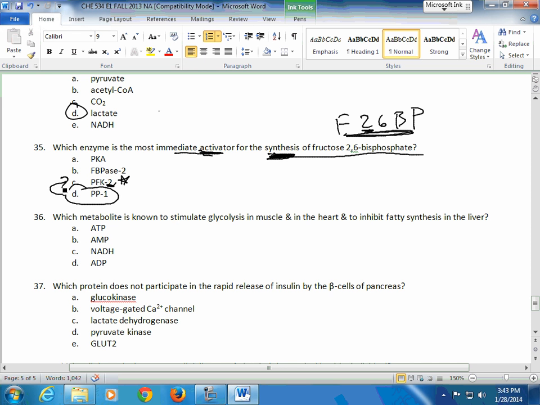I think on the previous test he said which enzyme is the most immediate activator for the degradation of this molecule. And again, this one actually does the degradation, but PKA would have been the answer because PKA activates the degradation of fructose 2,6-bisphosphate by this enzyme. PKA activates FBPase 2 too. So again, review step number 3 of glycolysis.